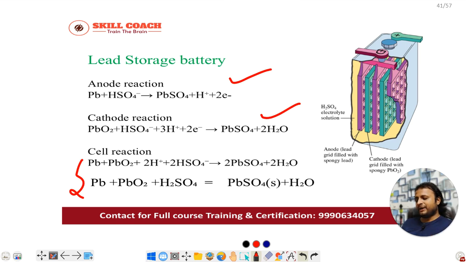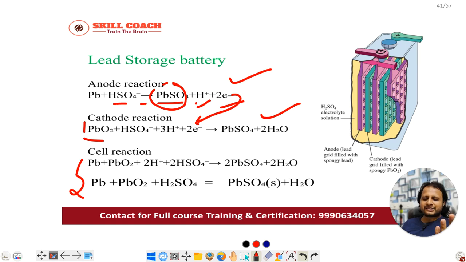So at the anode, Pb plus HSO4- gives PbSO4, this is lead sulfate, plus hydrogen ion plus 2 electrons, moving from one side to another side. And at the cathode, these 2 electrons are deposited here. Because the movement of these electrons is creating the electricity, that is what we need to understand. And again, this is lead sulfate and water. Okay.